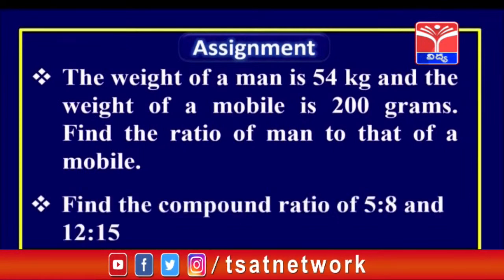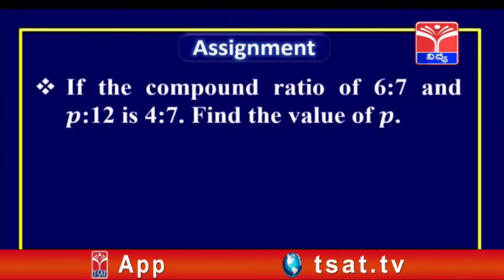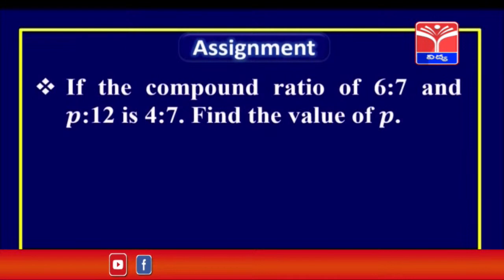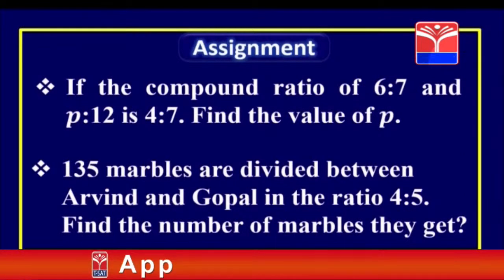Second question is, find the compound ratio of 5 is to 8 and 12 is to 15. The third question is, if the compound ratio of 6 is to 7 and P is to 12 is 4 is to 7, find the value of P. Let us move on to our final question, children. 135 marbles are divided between Arvind and Gopal in the ratio 4 is to 5. Find the number of marbles they get.